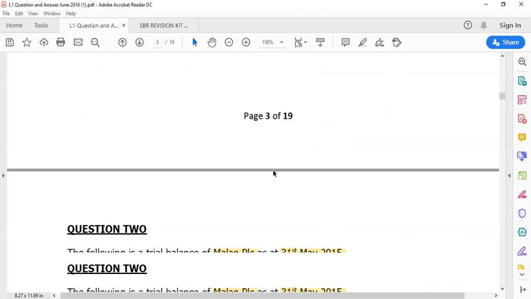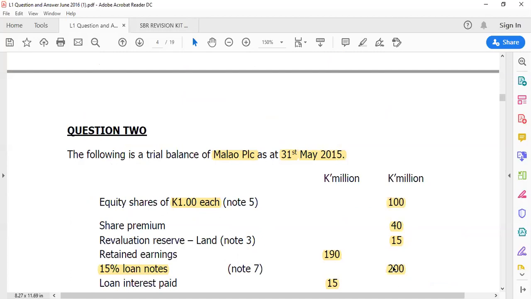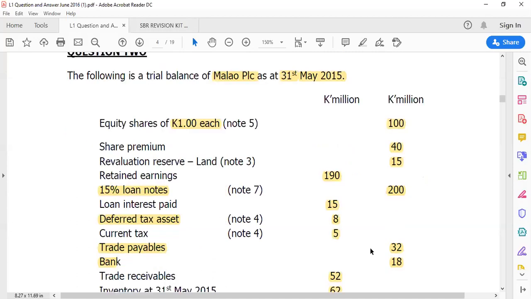Now, let's get the working there. 15% of 200, we found that it was how much? Let's multiply, let's work it out. That 200 multiplied by 15% is going to be 30. Now, all of this 30 goes to the income statement, and we've done that already. But what happens? Loan interest paid was 15. So it doesn't matter whether they paid something. In the income statement, we show the full amount because it was accrued during the current year.